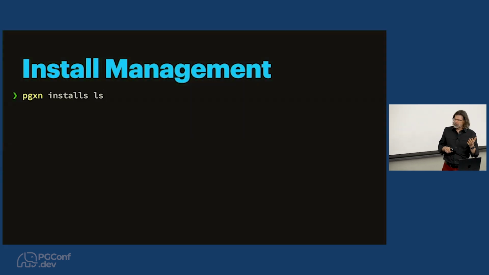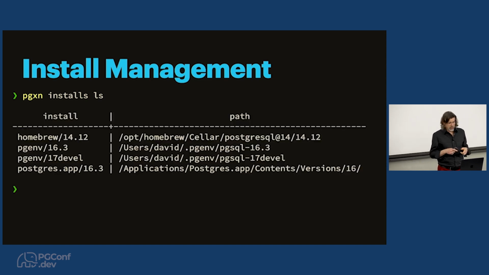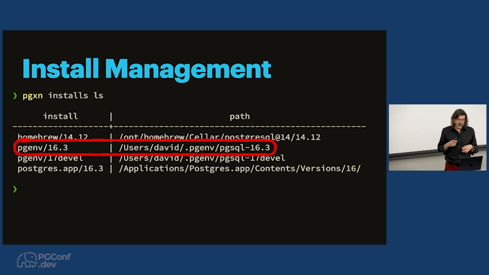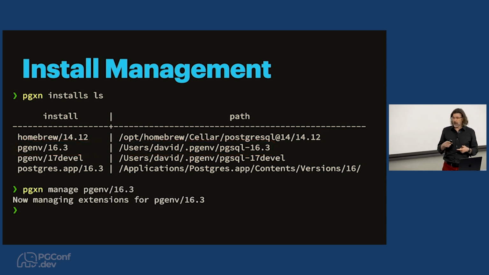So I have a couple of mock-ups here for what some of the tooling might look like. Let's say you're an extension author and you want to manage your extension. First we get a list of what installs we have locally, because extension developers probably have a bunch of them. The tool I'm proposing here can give you a list of all the installs on your system. This is showing we have one from Homebrew, a couple from pgenv, and one is the Postgres app itself. And here for pgenv 16.3, it shows you the root directory where it lives. So let's say, all right, let's manage that particular install and see what's there.